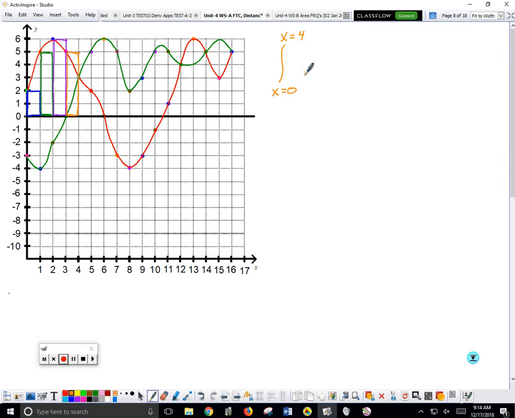And we're integrating the function f. So we need to label the drawing here. So this red function we'll label as f. The green one we'll label as G.